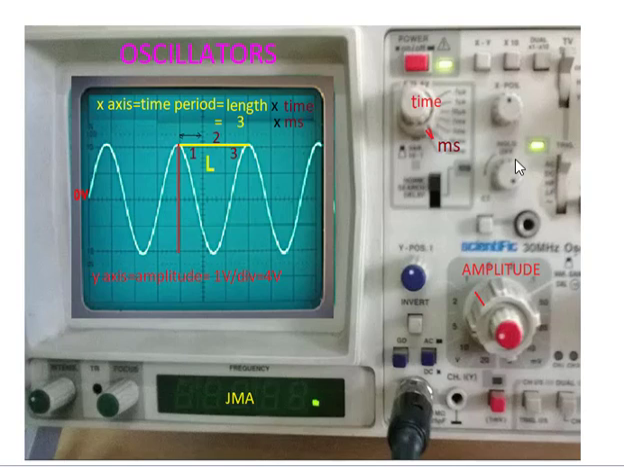Dear students, today we discuss oscillators. What are oscillators? An oscillator is a linear electronic circuit which produces oscillation in its output. Oscillation means the sine wave. It is an electronic circuit which produces the oscillation, that is a sine wave, in its output.